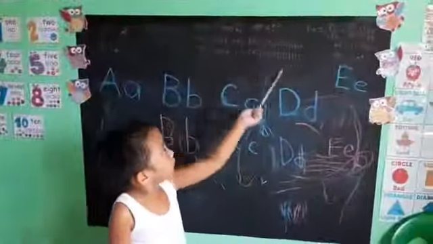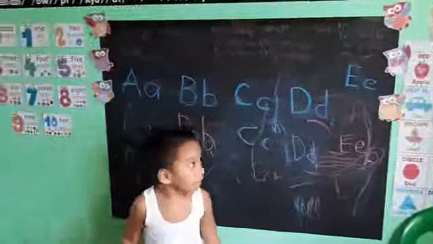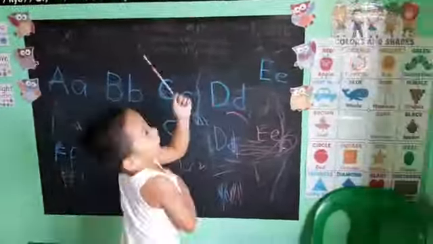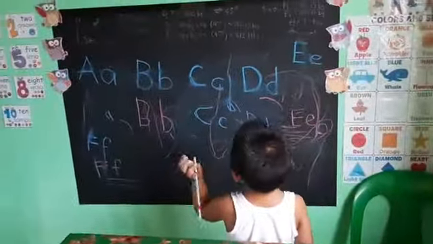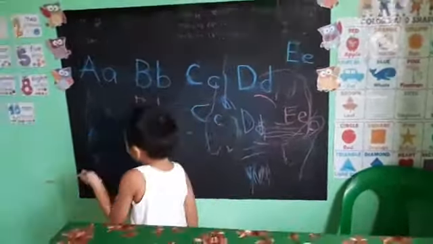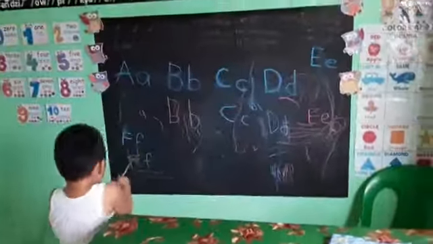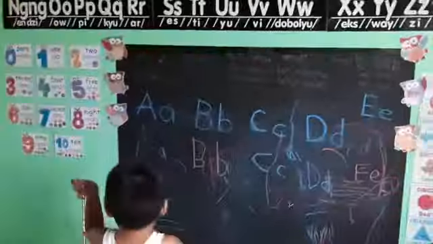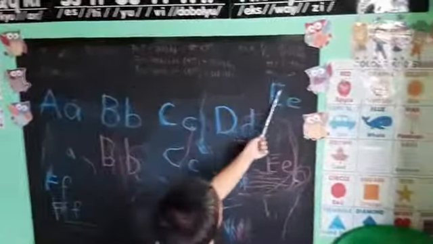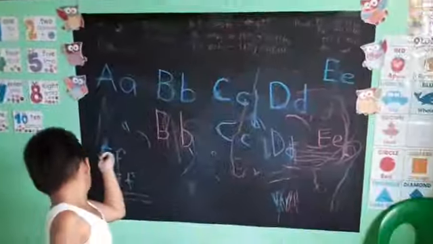Oh, okay, how about this one? Letter C. C is for cookie. What is the sound of letter C? Cookie. How about that one below? What letter is that? No, not that one over there. What is the sound?